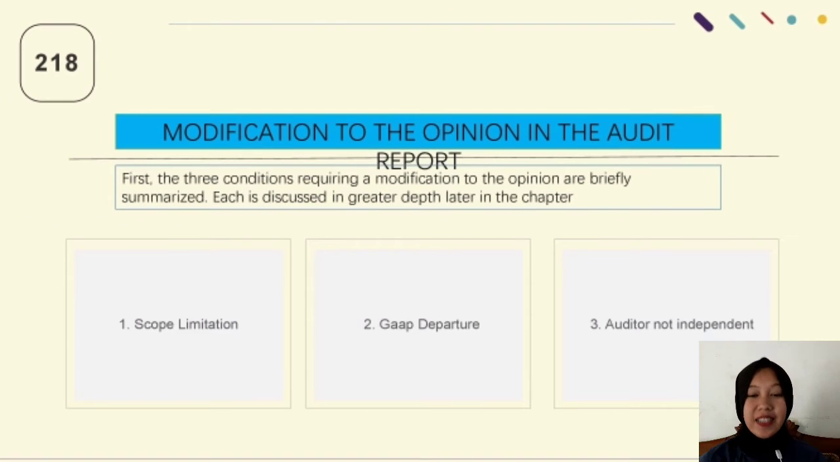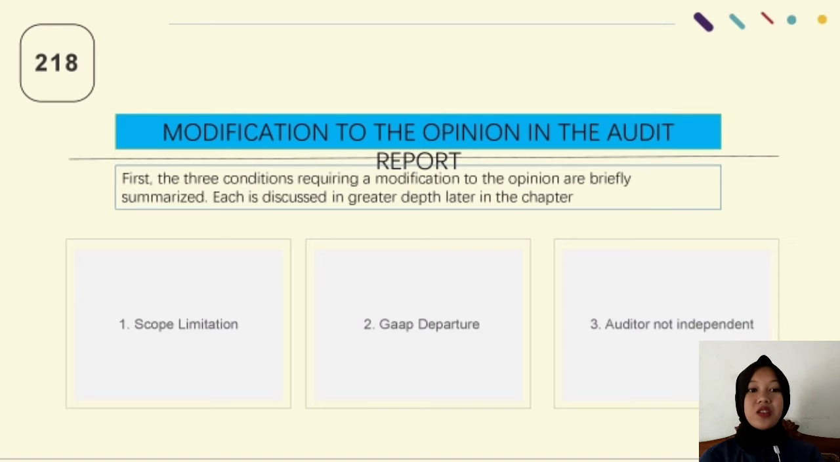Okay, going to the next slide. In this slide, we will talk about the modification to the opinion in the audit report. But first, the 3 conditions requiring a modification to the opinion are briefly summarized, and each is discussed in greater depth later in this chapter. Like you see in the slide, there are 3 conditions. The first is that the scope of the audit has been restricted, or the scope limitation.